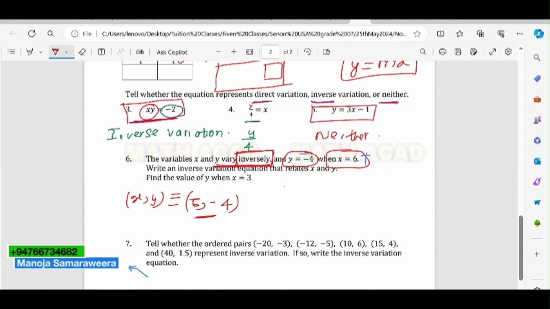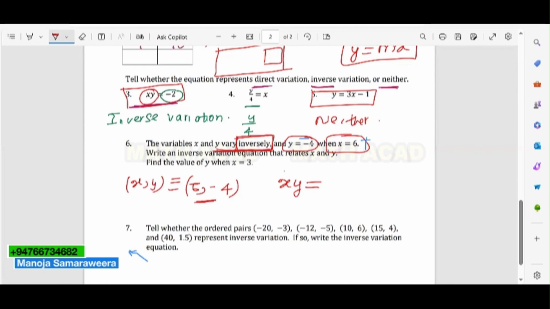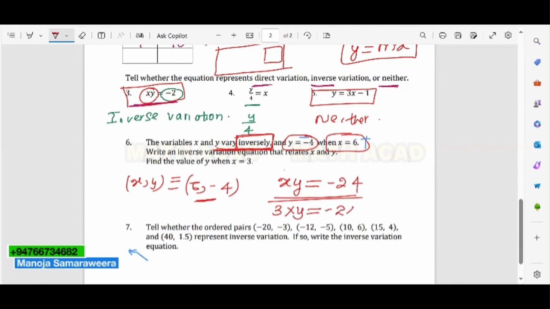That is the information. So, okay, xy is equal to? Read the question. -24. Very good. So this is the equation, right? Yes. Okay. Then find the value of y when x is equal to 3. So you have to just divide 24 by 3 and you get 8. So it'll be negative 8. When x is equal to 3, y is equal to -8. Very good.